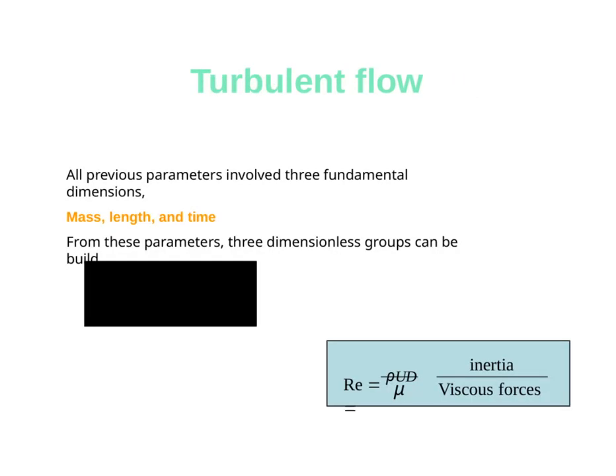Let's talk about the forces at play in fluid flow: viscous forces and inertia. These forces compete, and their balance is captured by something called the Reynolds number, or Re. It's a ratio involving density, velocity, and a characteristic length. All the parameters we've discussed so far come from three fundamental dimensions: mass, length, and time. From these, we can create dimensionless groups that help us understand complex behaviors like turbulent flow. This gives us a powerful way to predict how fluids move.